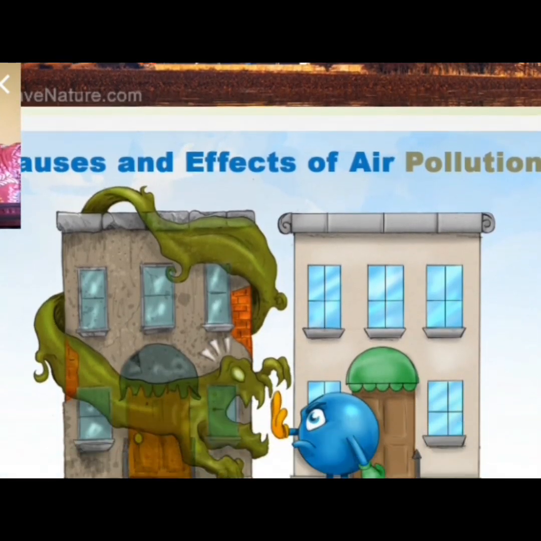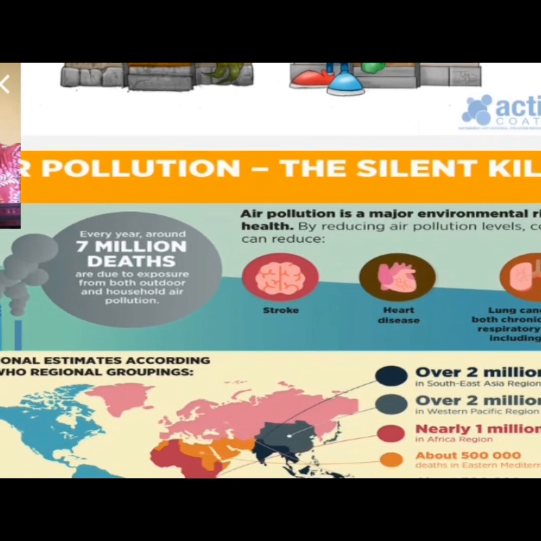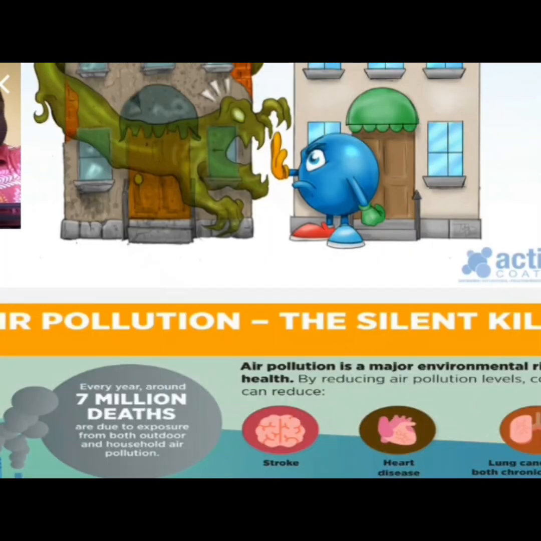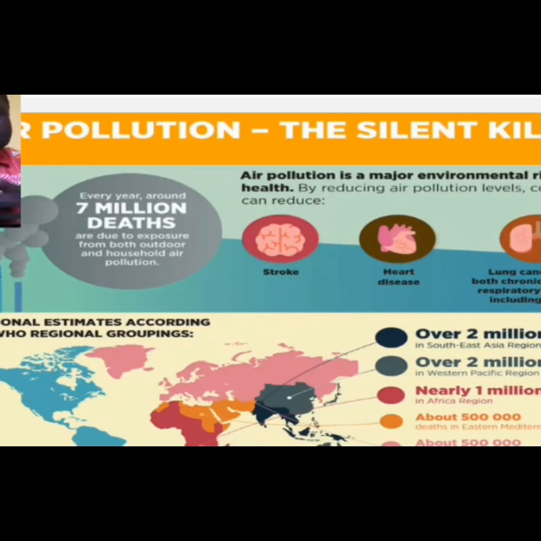Now, what are the causes and effects of air pollution? We'll just look at one of them just now. Another picture here shows us the statistics taken about air pollution, which is tagged as the silent killer. Look at this particular message here. Every year, around 7 million deaths are due to the exposure from both outdoor and household air pollution. So this is like a world statistic that was taken by the United Nations on environmental pollution that has to do with air. It affects the brain.